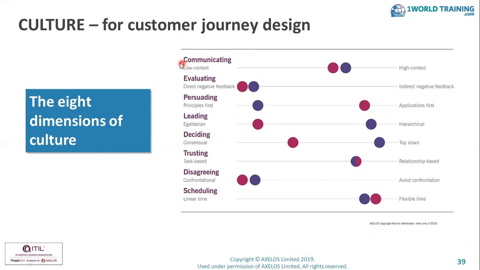The 8 dimensions are communicating, evaluating, persuading, leading, deciding, trusting, disagreeing, and scheduling. The two circles shown are people from two different cultures, and it shows us the difference in their 8 dimensions.